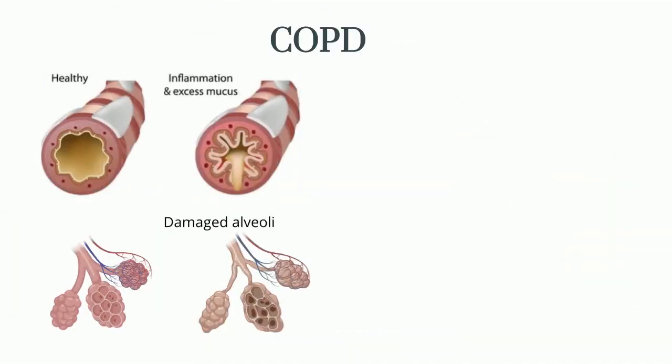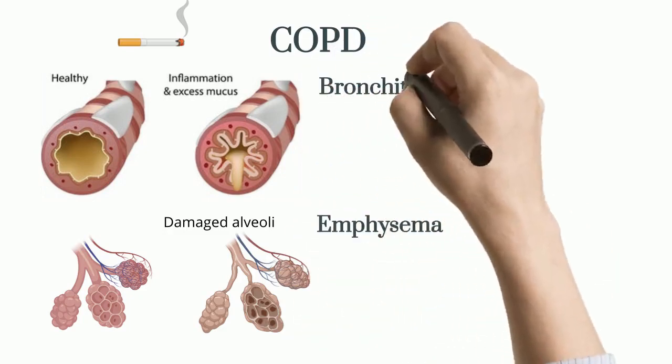COPD is characterized by irreversible damage to airways caused by toxins such as cigarette smoke. The damage caused by these toxins is irreversible. While bronchodilators can help manage the symptoms, they cannot reverse the damage. COPD is divided into emphysema and bronchitis.